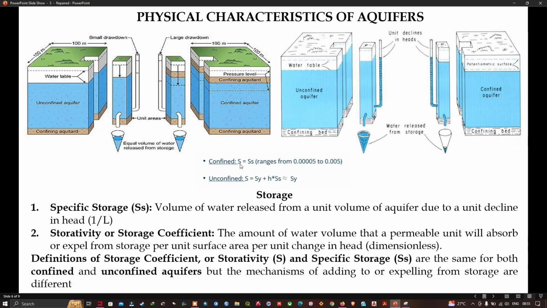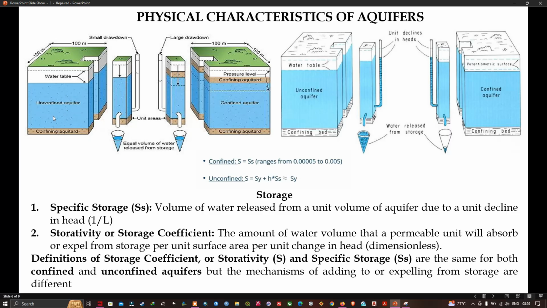Actually, it is very important as we go deeper in groundwater modeling. We can say that if we have the confined aquifer, we define the specific storage only, and if we have the unconfined aquifer, we define the specific yield only.